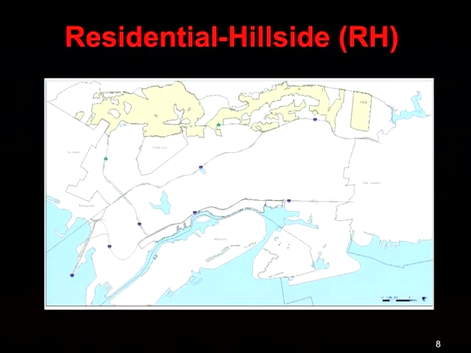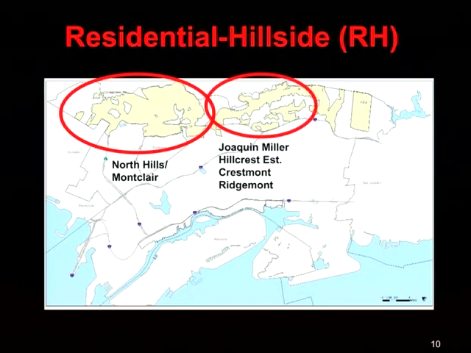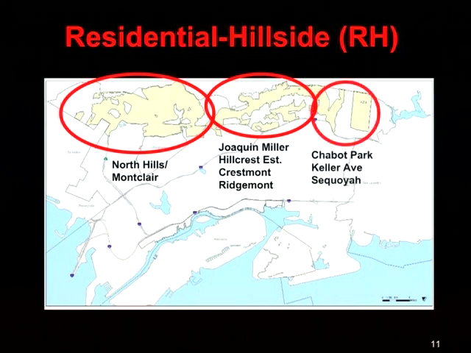The hillside residential zone is primarily mapped in the Oakland Hills, extending from Berkeley on the north to San Leandro on the south. It includes the North Hills area and Montclair, the Joaquin Miller, Hillcrest Estates and Ridgemont areas, and the Chabot Park, Keller Road, and Sequoia areas in the South Oakland Hills.